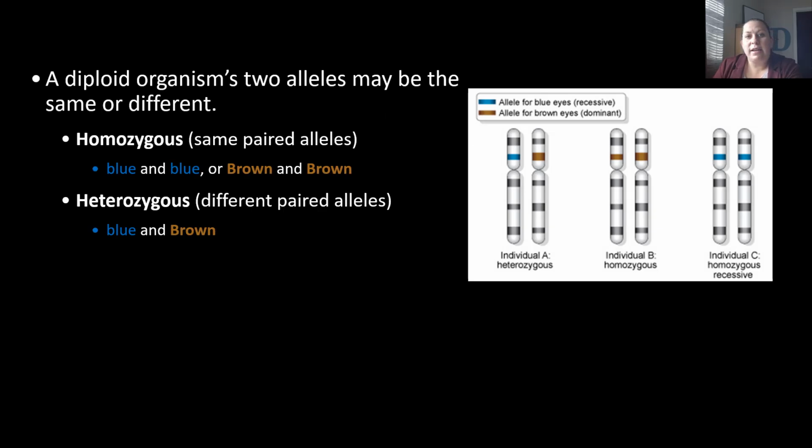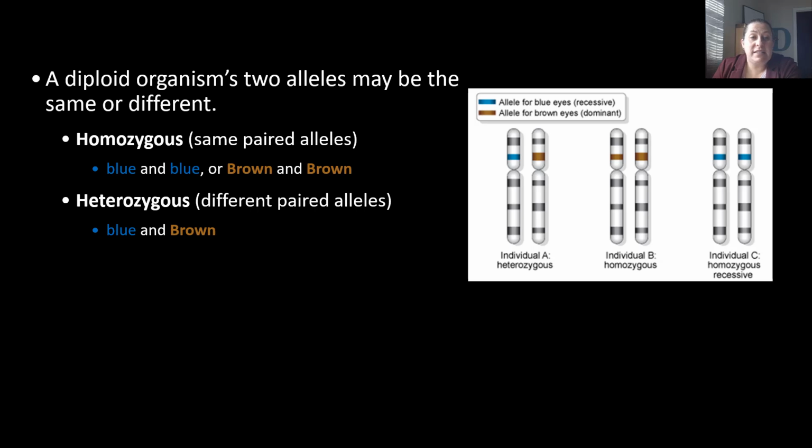So a diploid organism's two alleles may be the same or different. If they are homozygous, they are going to have the same pair. So this would be blue and blue or brown and brown. We're talking about eye color here. Okay. Heterozygous would be different pairs of alleles, and so in this case it would be blue and brown. Okay, so if we look over here at individual A, B, and C, which individual would have the blue and blue where they are homozygous?